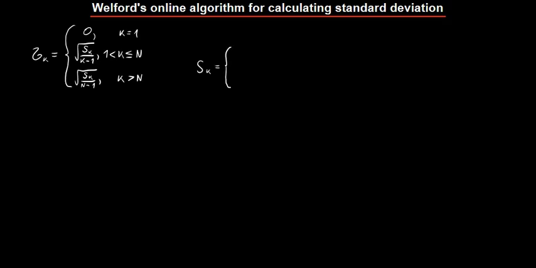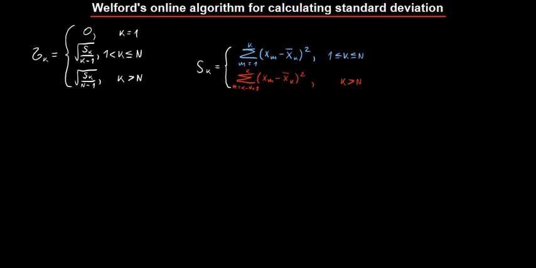When k is between 1 and n, s sub k is equal to the sum of squared differences between x sub m and the average, where m goes from 1 to k. Also, when k is greater than n, s sub k is equal to the sum of square differences between x sub m and the average, where m goes from k minus n plus 1 to k. The starting value of m changed in this case because the window is full.